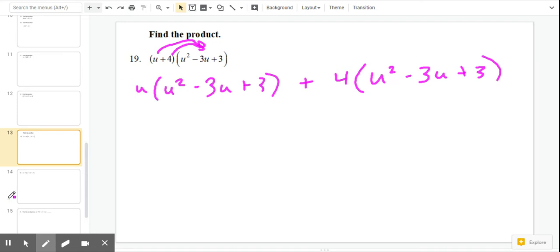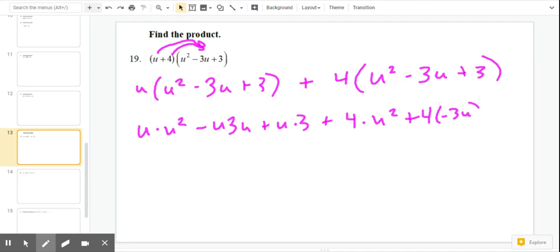And then we distribute. So u times u squared, and then minus u times 3u, and then plus u times 3, and then plus 4 times u squared. So that was all this right here. That was all the first one. Now I'm starting the second one. So 4 times u squared plus 4 times -3u plus 4 times 3.